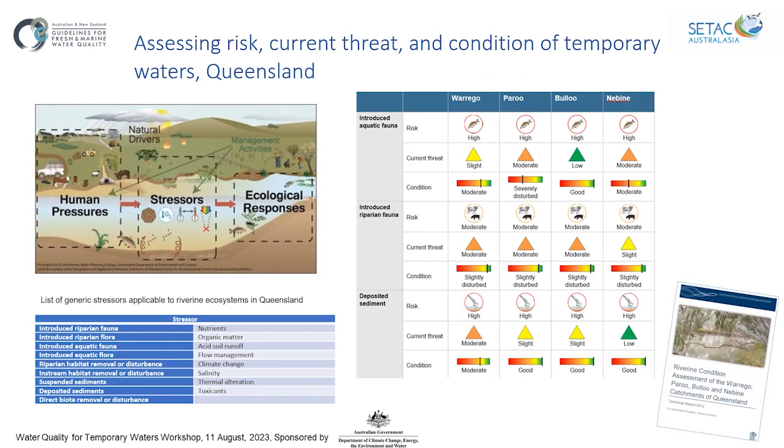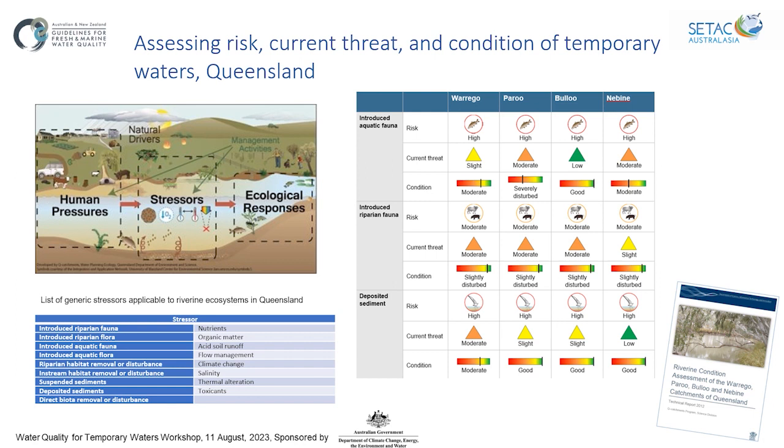Oh, there we go. I'm just circling back to our pressure stressor response model there. I'd like to point out that we've got a generic list of stresses that we apply to the whole of Queensland. Before we do any of our assessment, we run a risk assessment workshop where we incorporate experts in the field to provide information on what they think the stresses are, how important they are, and how much confidence they have. It's a bit tiny there, but we've got things like introduced riparian fauna and flora, so weeds, things like organic matter, acid soil runoff, salinity, those sorts of things.